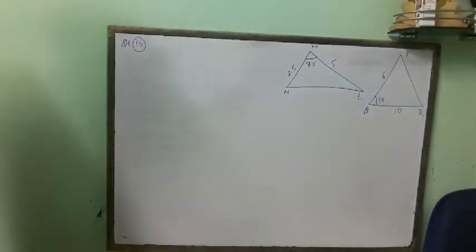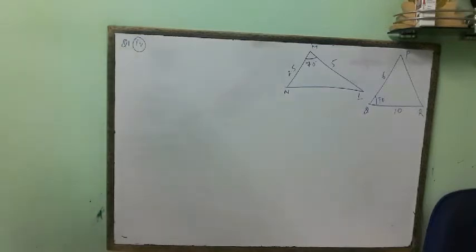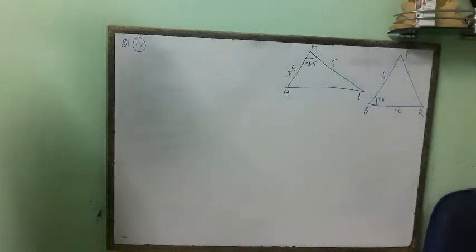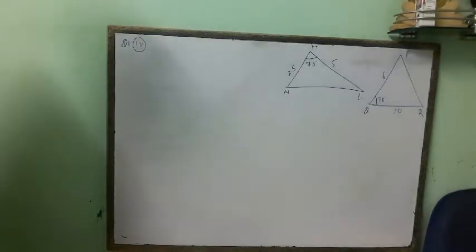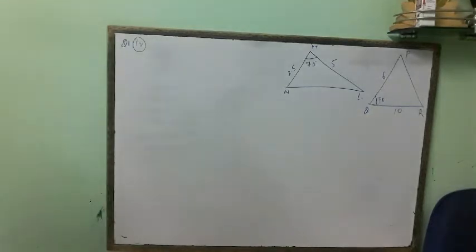See student, this is question number 4 of question 1. Given that MNL and PQR are two triangles, angle M is 70 degrees, side MN is 2.5, and side ML is 5. In the other triangle, angle Q is 70 degrees, PQ is 6 and QR is 10. We have to check whether these two triangles are similar or not.